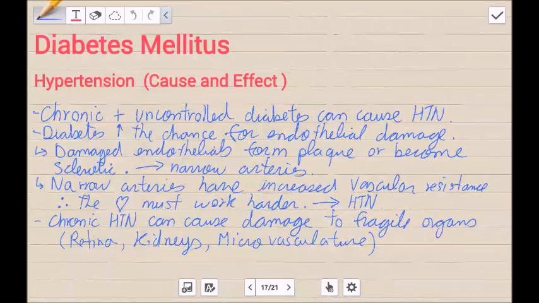So chronic hypertension can damage very fragile organs, namely the retina, so the eyes, the kidneys, and the microvasculature in the body.